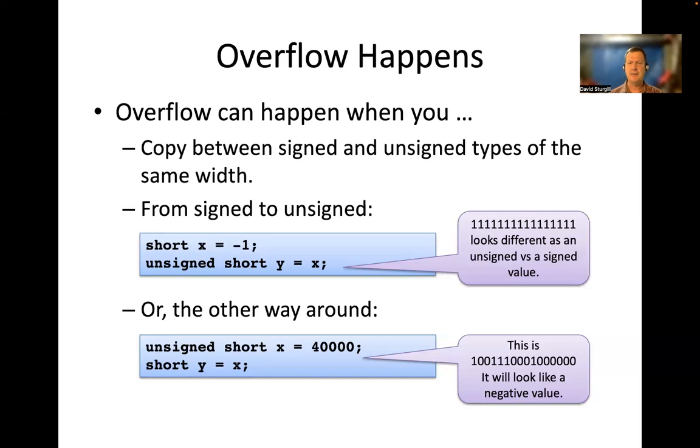The same thing can happen the other way here. An unsigned short can store a value of 40,000, a big-ish positive value, but that's out of the range for a signed short. So when you do that assignment, you'll get the same bit pattern. But here, if 40,000 is represented with this sequence of 16 bits, then that's going to look like a negative number. And that's another example of overflow.